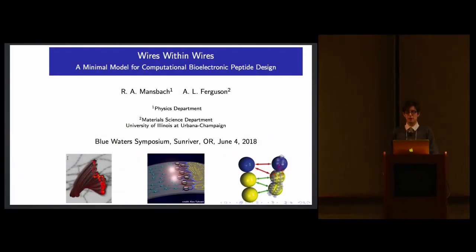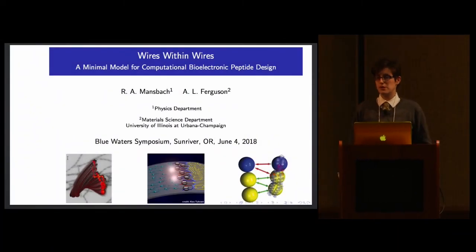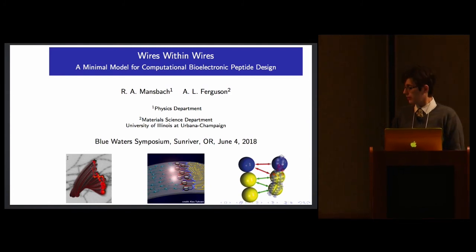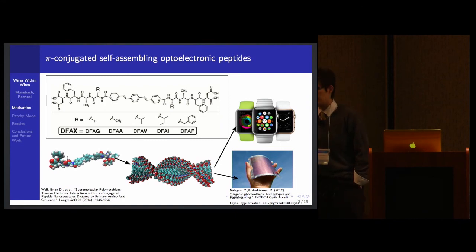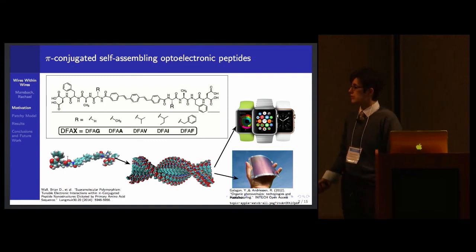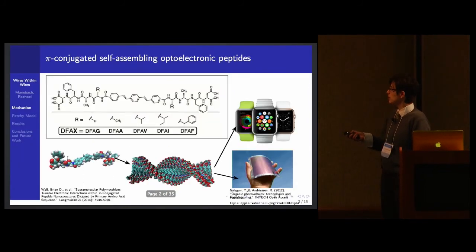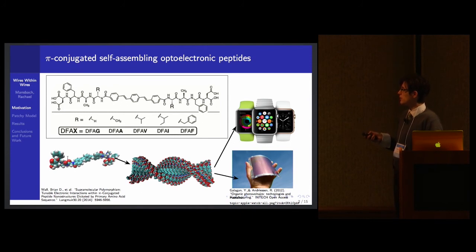Today I'm going to be talking about using Blue Waters to do some design of peptides for bioelectronic applications. The particular series of peptides that we're interested in is what we term the DXXX series. It has these aromatic cores in the center and aspartic acid termini on both ends. And then the design part is you can just fill in these side chains with whatever amino acids you like. Why is this an interesting set of peptides?